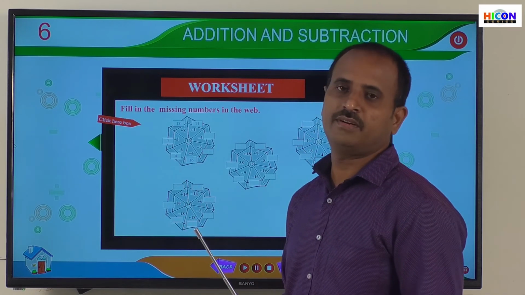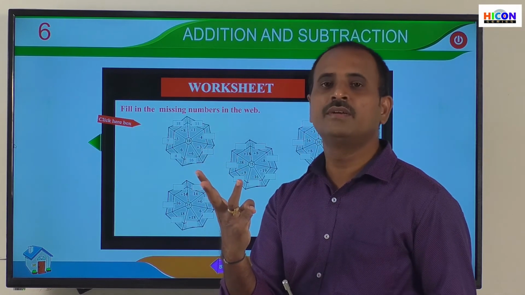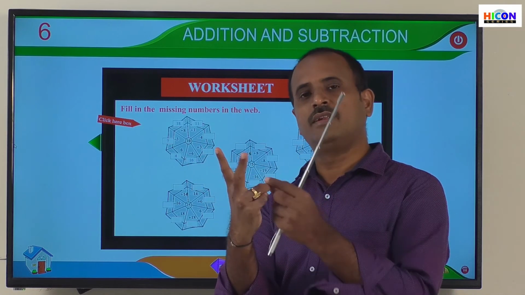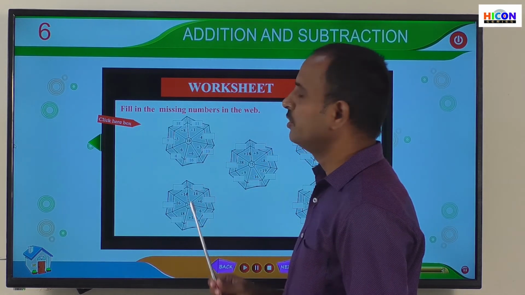Start counting after 10. Open 3 fingers. 1, 2, 3. And start counting after 10. After 10, 11, 12, 13. So write 13 in this box.